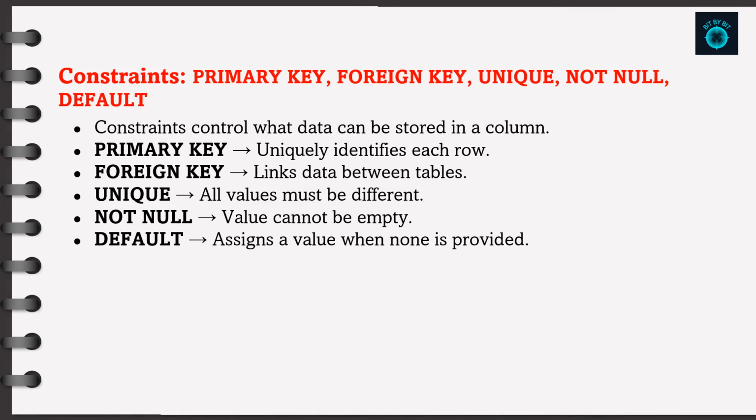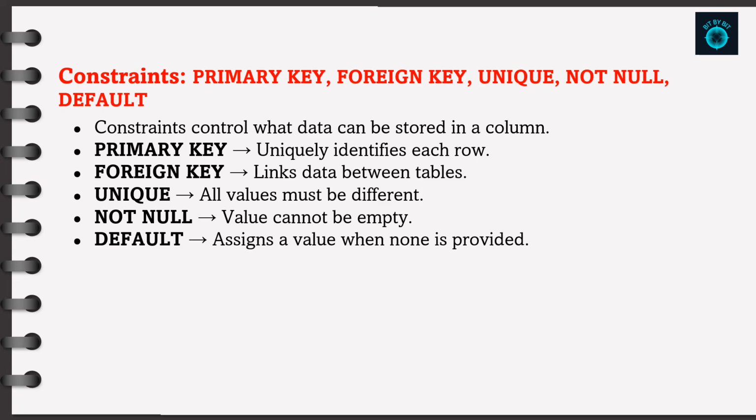Constraints. Constraints in SQL are rules that make sure your data stays accurate and consistent. A primary key is a column or group of columns that uniquely identifies each row in a table. No two rows can share the same value here. A foreign key is a column that points to the primary key in another table, creating a link between the two tables.